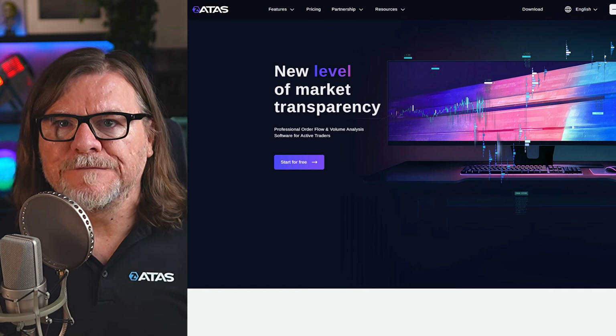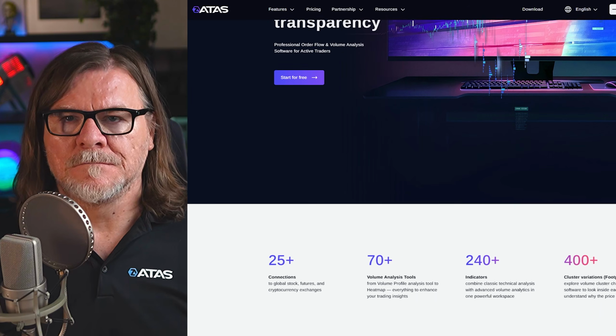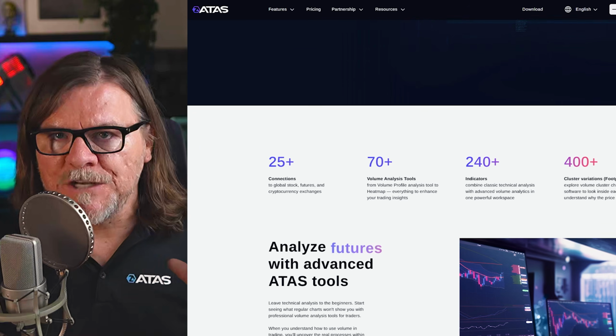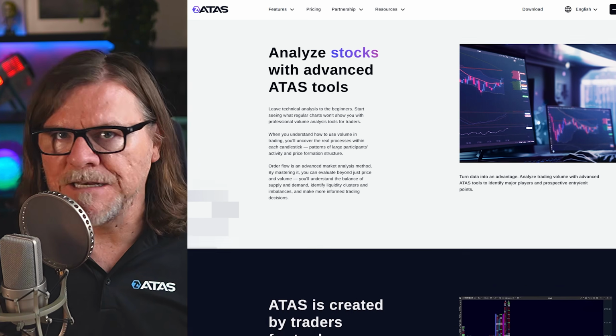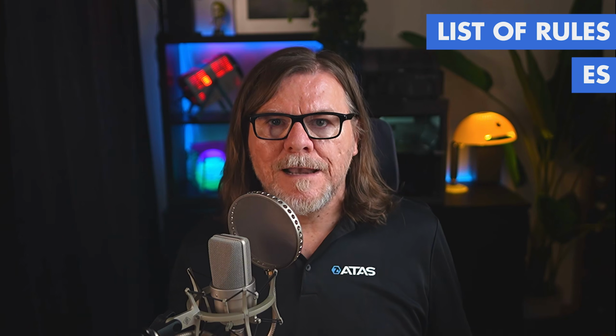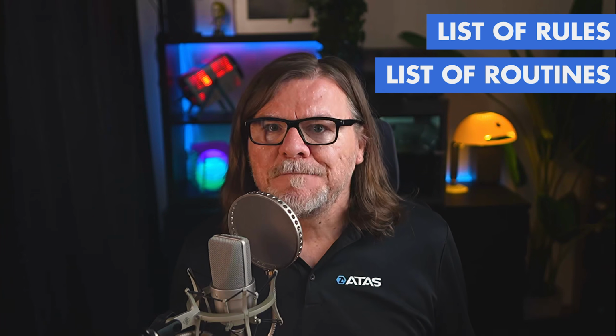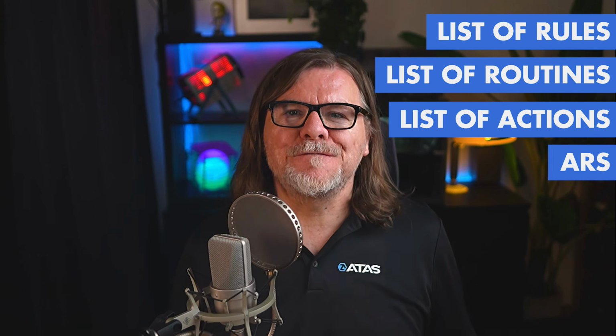All based on the ATAS platform and only the ATAS platform. No additional indicators, no additional tools. Only things and tools available in the platform by default. First of all, we need to talk about the methodology, about habits you need to build or follow to become profitable. You need a list of rules that are crucial, a list of routines, a list of actions, a list of pillars or non-negotiables which are crucial.